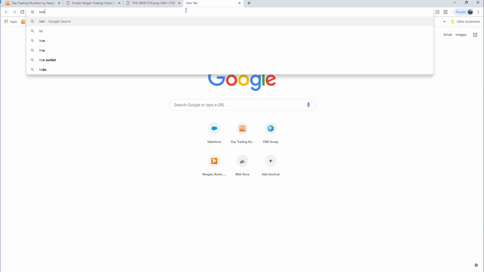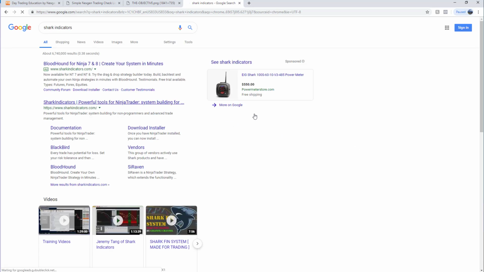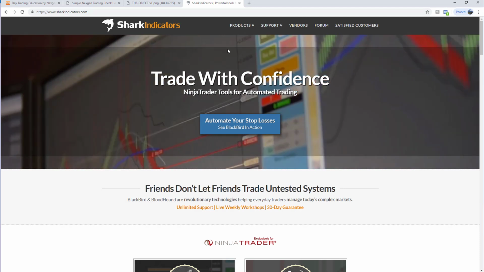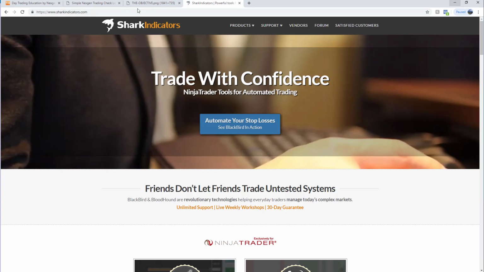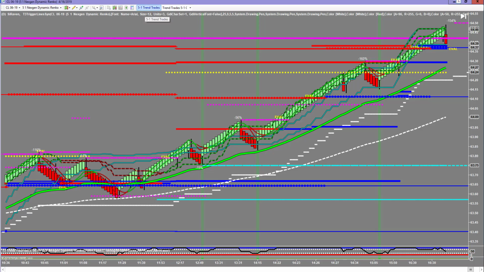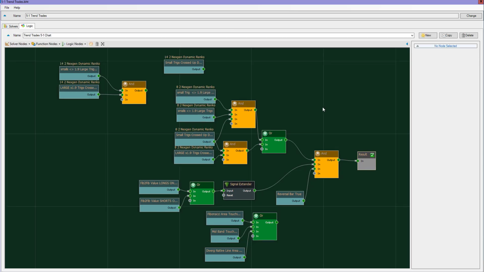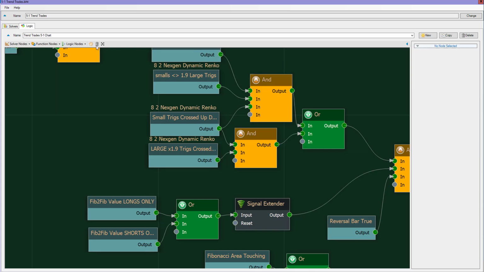So what I'm doing here, there's a program that we use. Jeremy Tang wrote the program, real nice guy. We worked with him for years. And what their product does, just to show you, is it allows you to do visualization. Inside of NinjaTrader, you can take the logic, like, for example, these are our trend trade rules right here.